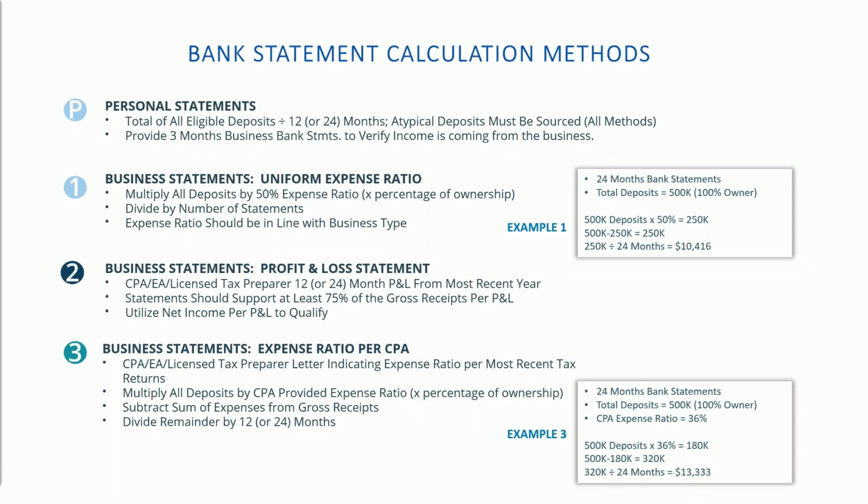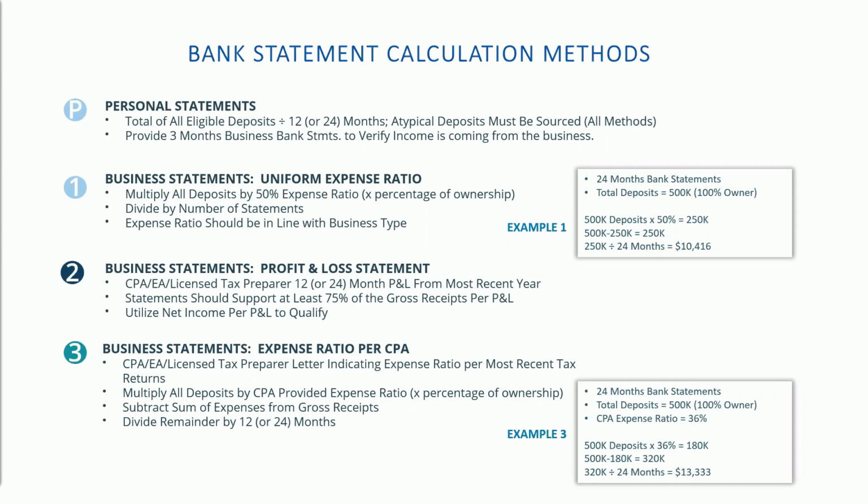For bank statements, we need the bank statements to support 75% of the gross receipts on the P&L. If it's a 1099, we need the 1099 to support 90% of what our P&L shows. In either event, we're going to use the P&L to qualify the net.